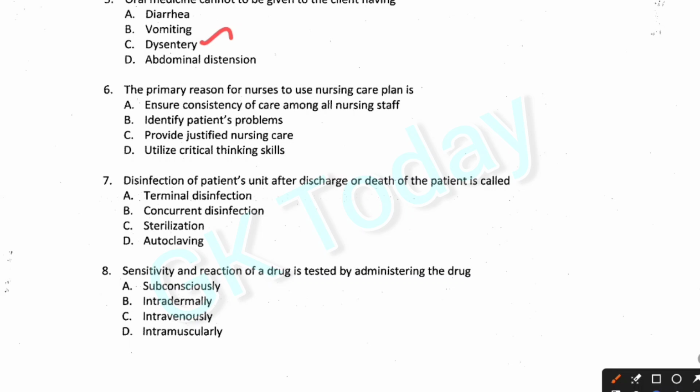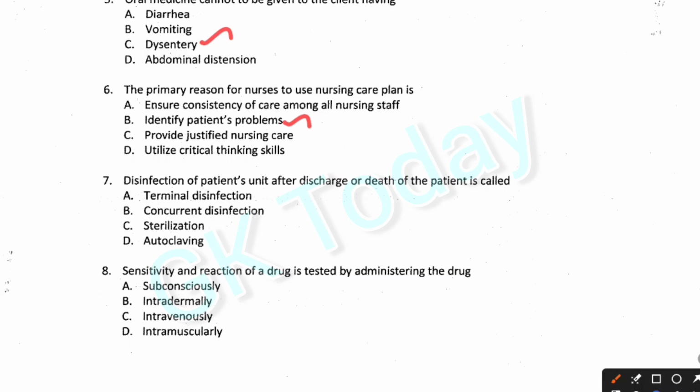Question number 6, the primary reason for nurses to use nursing care plan is? Correct option is B, identify patient's problems. The primary reason for nurses to use nursing care plan is to identify patient's problems.